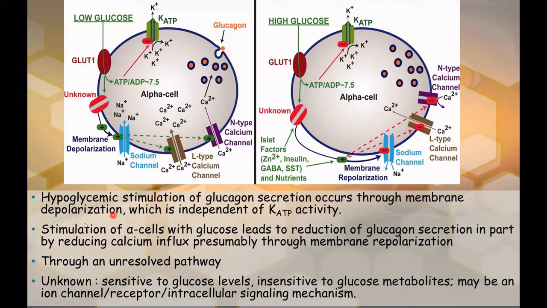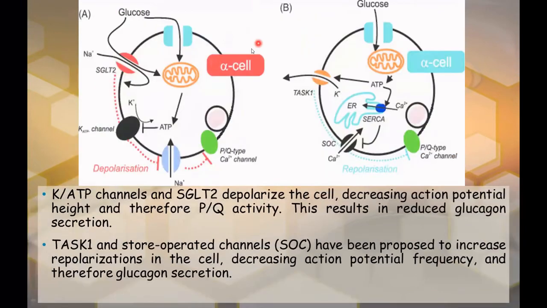So the hypoglycemic stimulation of glucagon secretion occurs through the membrane depolarization, which is independent of the potassium activity. So the calcium concentration inside the cell causes the release of glucagon from the cell. So this is the intracellular signaling leading to release of glucagon.